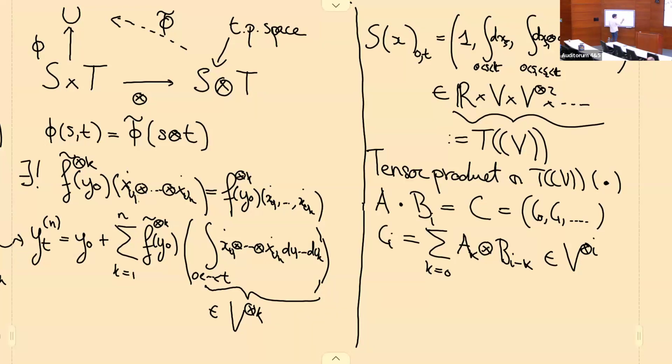So a priori this is a tensor product. You can define such a tensor product on T of V, and then if you do that, T of V becomes what we call the extended tensor algebra.